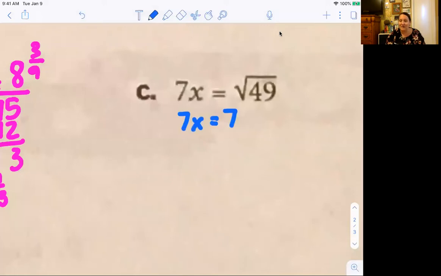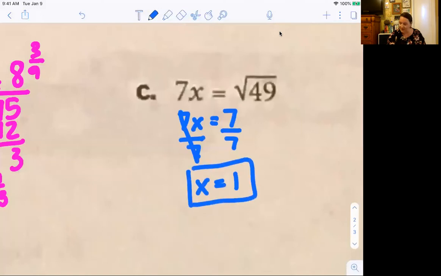How do we solve for x? What's the opposite of multiplying by 7? Divide. So let's divide by 7. And we get x equals 1. Good job, guys. You're so good at this. You're getting so much better at this.